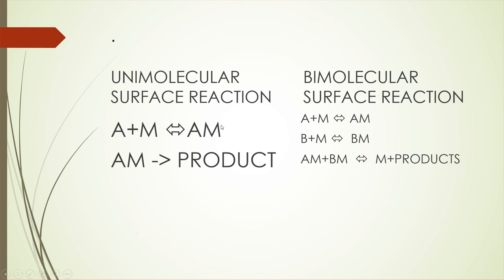Next, unimolecular surface reaction. Here A is adsorbed at the active spot M on the surface. Then on activation it decomposes into a product. Next, bimolecular surface reaction. A and B, the reactant molecules, are chemisorbed at two neighboring vacant active spots on the surface of the catalyst and on activation decompose into a product.